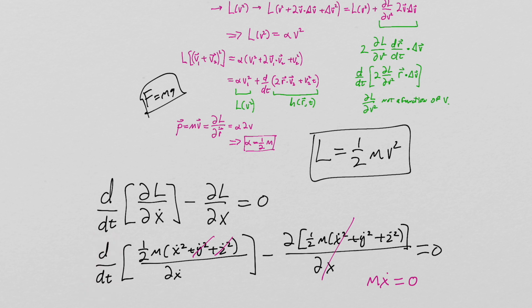Boy, it's been a long time since I've done this. You have to take the derivative with respect to time, and you get d by dt of m x dot equals 0, which basically means the change in the momentum in the x direction, dp_x, equals 0, which means the momentum in the x direction is a constant, which is the conservation of momentum.